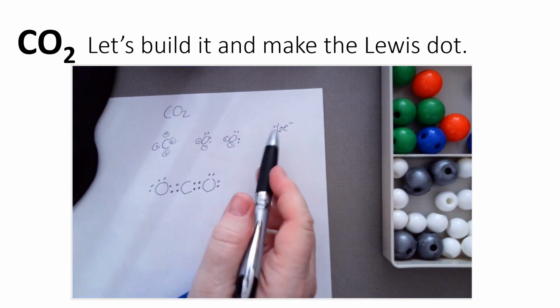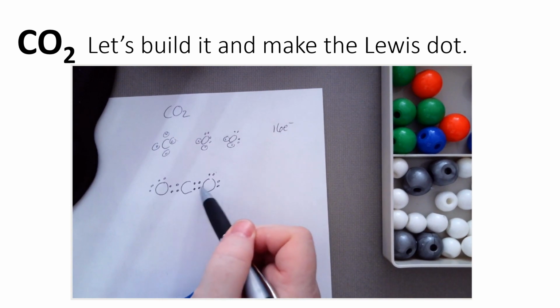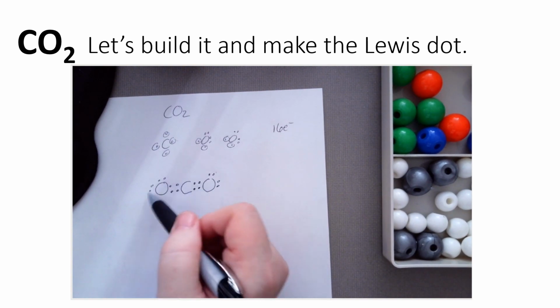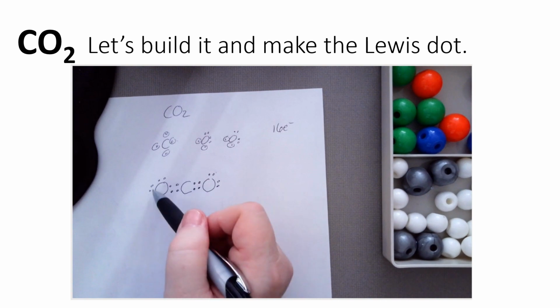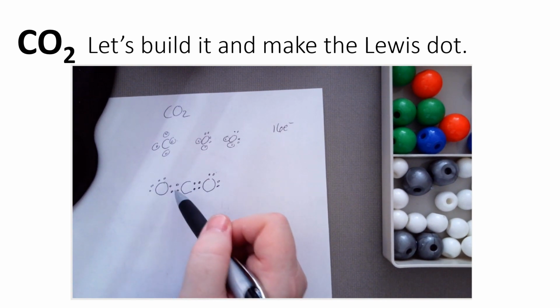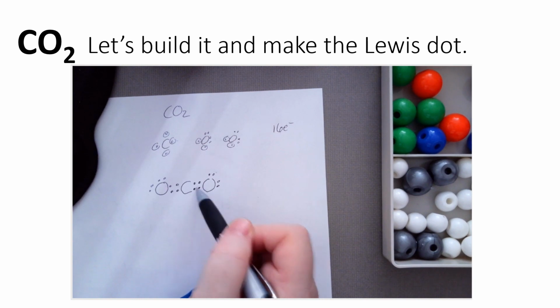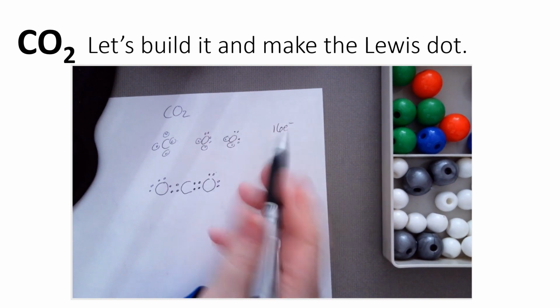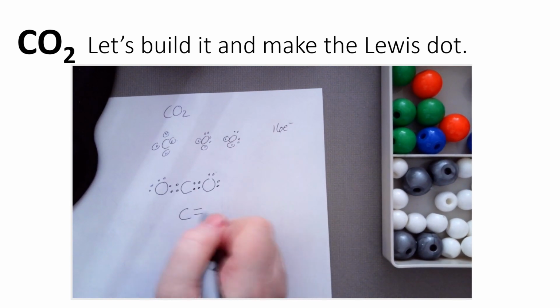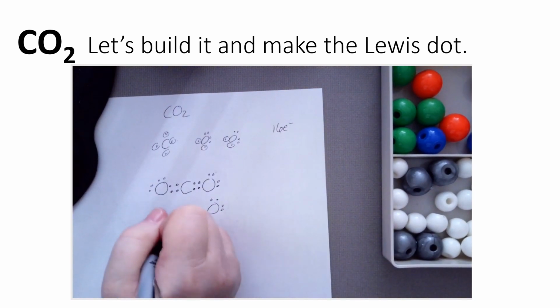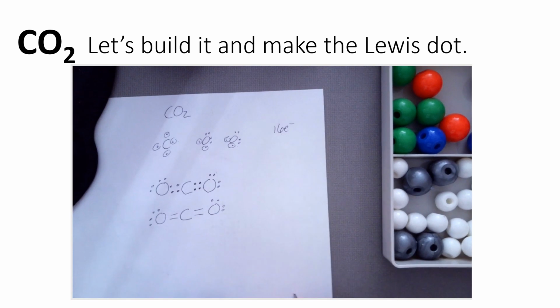Looks like this. Let's check. 16: 2, 4, 6, 8, 10, 12, 14, 16. Let's check around. Each one needs 8. 2, 4, 6, 8. This carbon, 2, 4, 6, 8. This oxygen, 2, 4, 6, 8. Perfect. I can draw it like this. This is a double bond. That's two pairs of electrons shared.